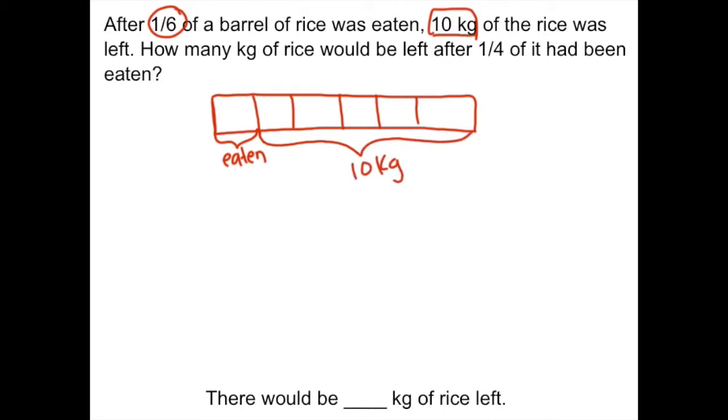I'm going to figure out what each unit is. So 10 divided by 1, 2, 3, 4, 5 that are left over is 2. So each unit is 2 kilograms. So 1 unit is 2 kilograms. Now let's take a look at the next part. How many kilograms of rice would be left after 1/4 of it had been eaten?